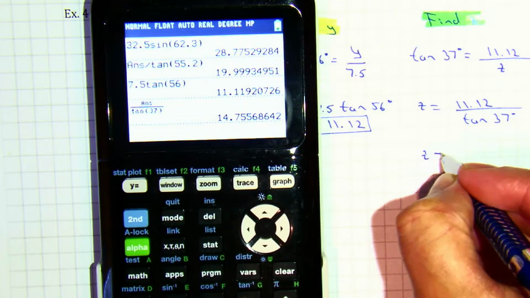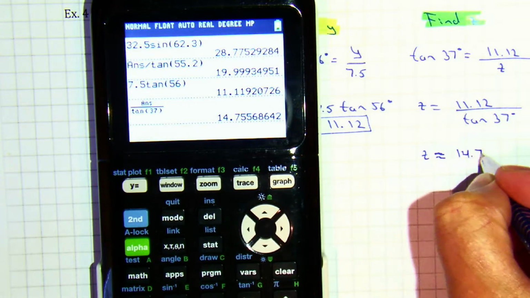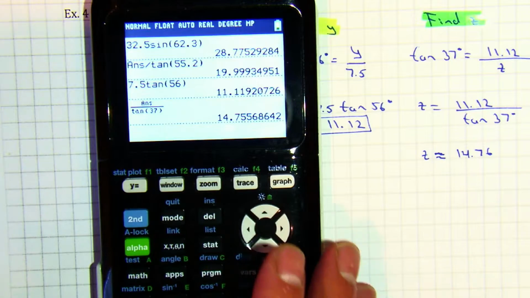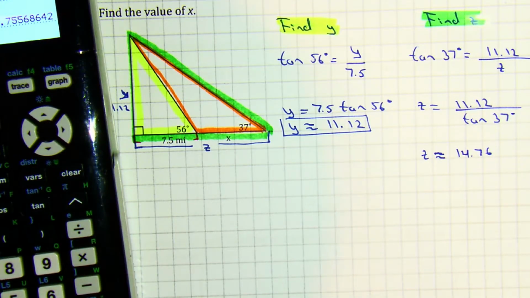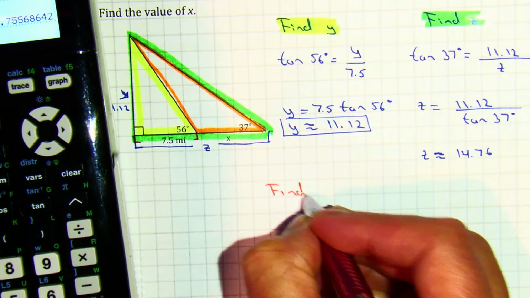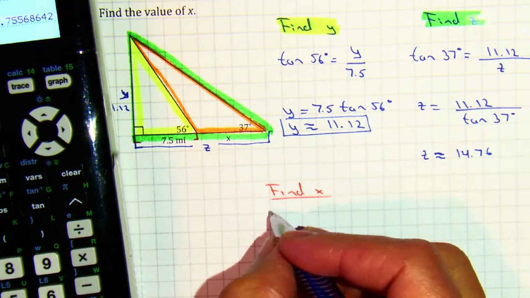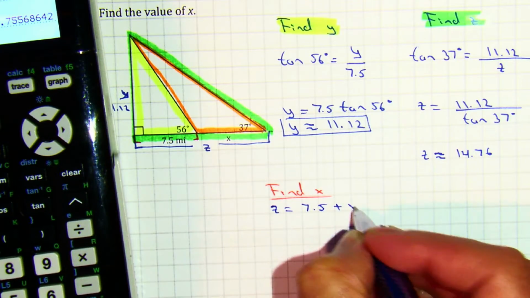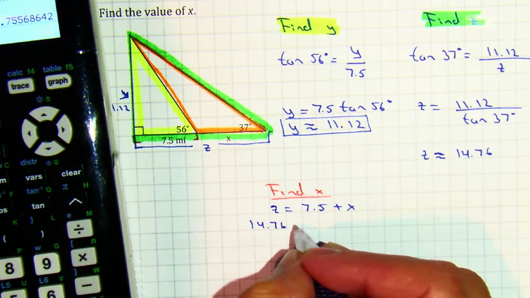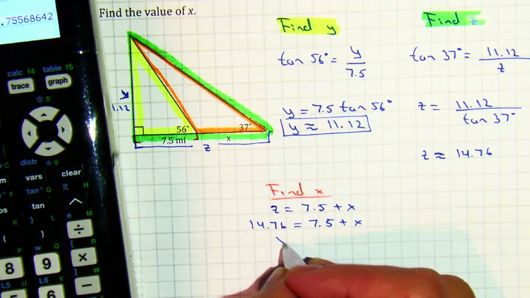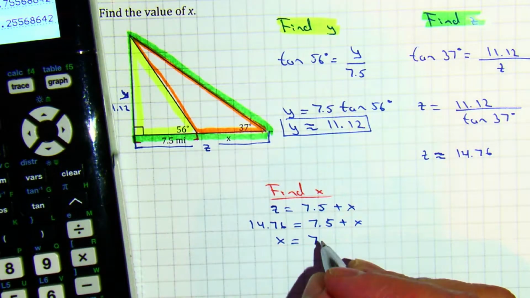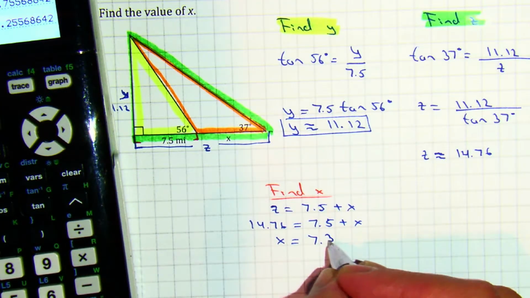And therefore my z is approximately 14.76. Notice I'm not using the 11.12, I'm using the answer, so I get a more exact or more precise solution. So therefore, now we can find x, which is z is equal to 7.5 plus x, correct? So therefore 14.76 equals 7.5 plus x. Therefore x is equal to, I'm going to subtract 7.5. And they have one decimal place, and the units will be miles.